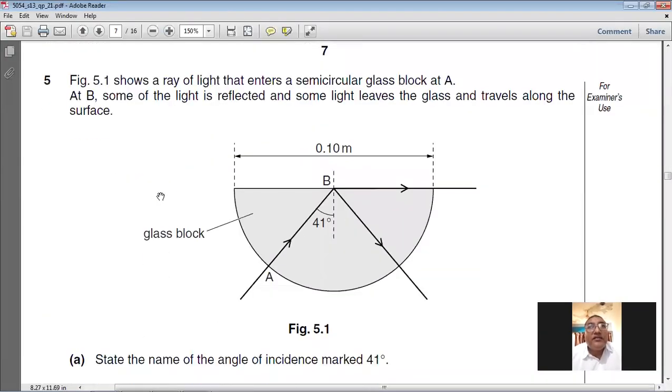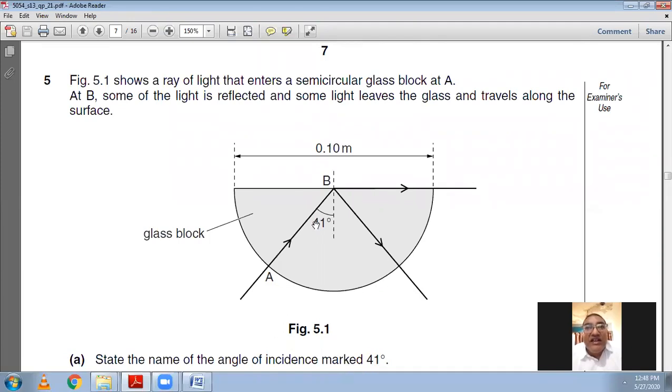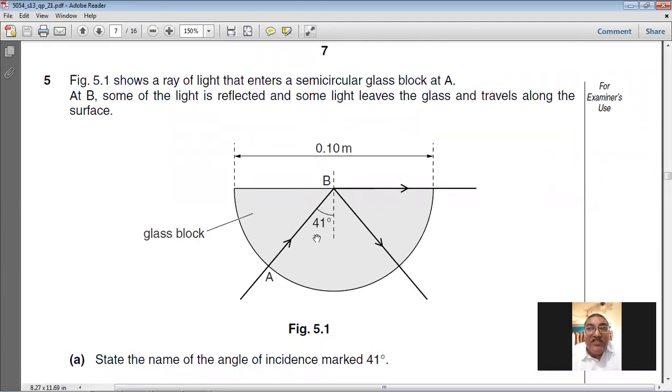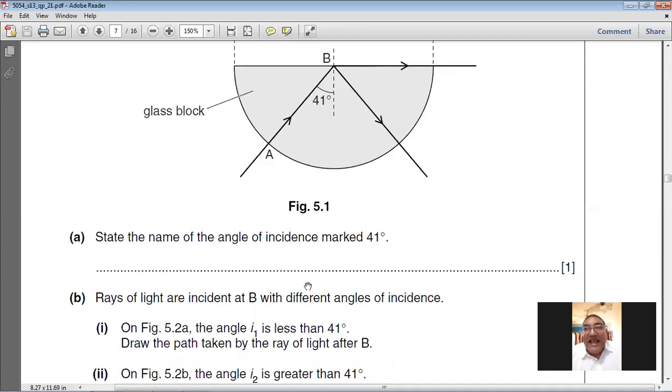Okay, so we are moving to question number 5. Figure 5.1 shows a ray of light that enters a semicircular glass block at A. At B, some of the light is reflected and some light leaves the glass and travels along the surface. State the name of the angle of incidence marked 41 degree. So here, this is the angle of incidence in the denser medium, and you can see the angle of refraction in the rarer medium is 90 degree. So this angle of incidence is called the critical angle. So critical angle is the answer.